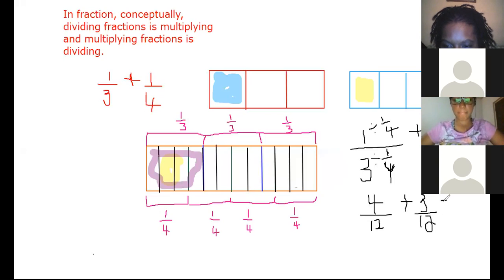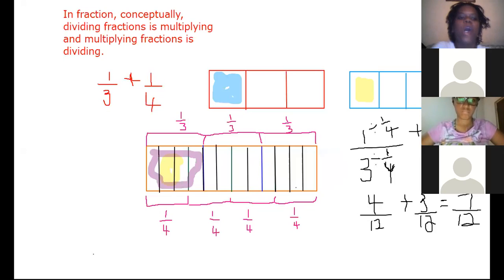Now, do we have total equal parts? Yes. And the total equal parts is 12. So because we now have equal parts, we can go ahead and add. We see that? Good. And 4 plus 3 is 7, making our answer simply that. We went through all of that to say that. Any questions? Feel free to ask at this time. So this is just a conceptual approach.